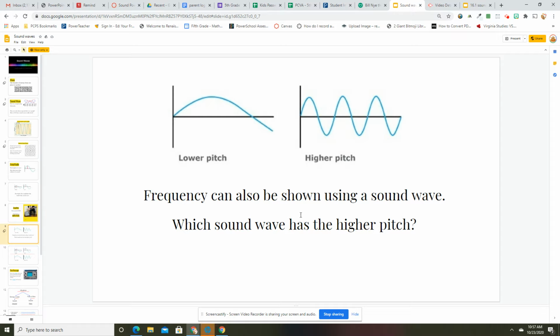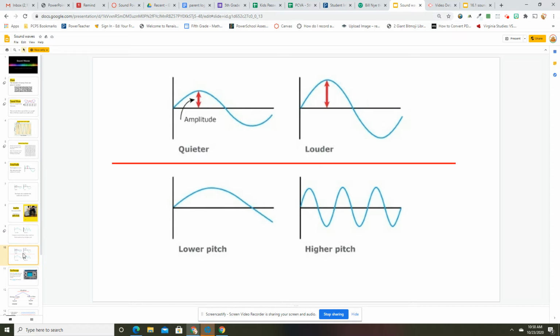Okay, so frequency can also be shown in a sound wave. Remember that when it moves faster, when the wavelengths are closer, that's a higher pitch. And when they're further apart, it's a lower pitch. Just another picture again of a quieter amplitude, louder amplitude, lower pitch, higher pitch.